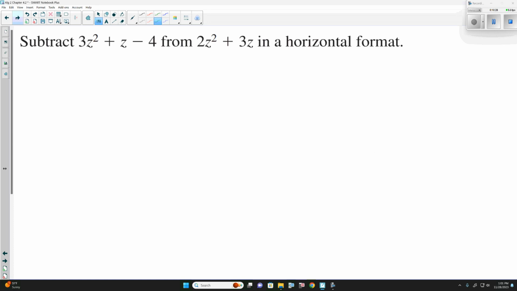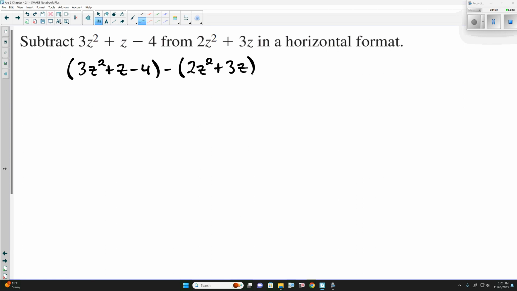So we're going to do this one horizontally. We'll have our 3z squared plus z minus 4. And our 2z squared plus 3z. Okay, I'm going to rewrite this. 3z squared plus z minus 4. And we're subtracting from it 2z squared plus 3z. I don't know why I almost multiplied them together. But we're subtracting these two from each other.